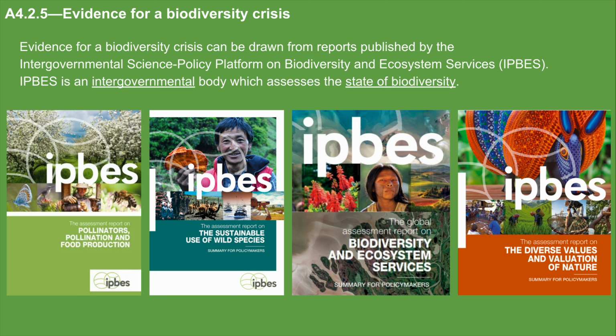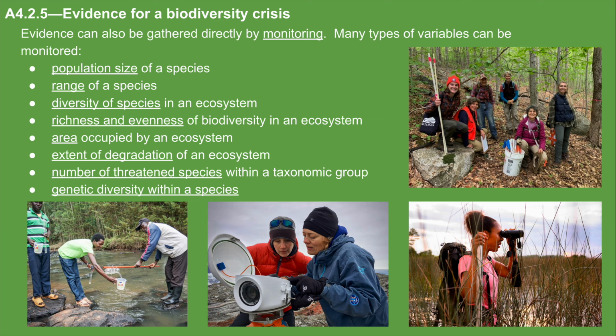Evidence for a biodiversity crisis can be drawn from reports published by the Intergovernmental Science Policy Platform on Biodiversity and Ecosystem Services, or IPBES. It's an intergovernmental body. Inter means between, meaning there are many governments involved working together to put together these reports which assess the state of biodiversity. Evidence can also be gathered directly by monitoring.